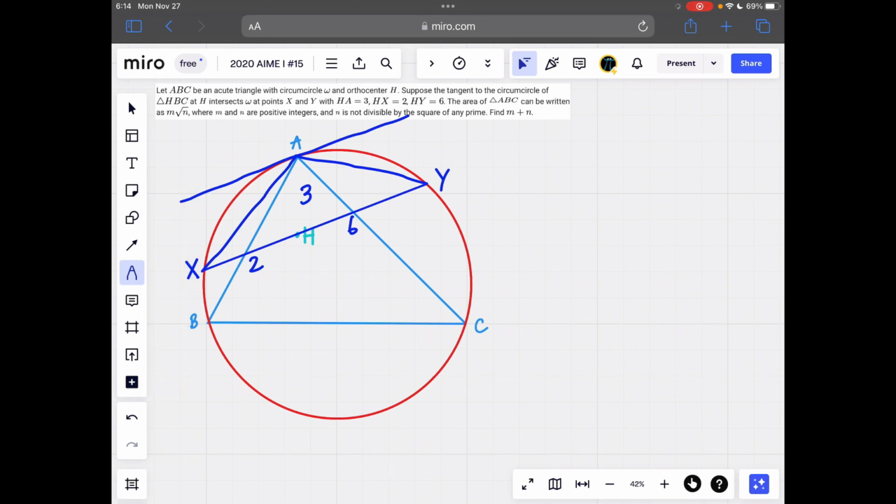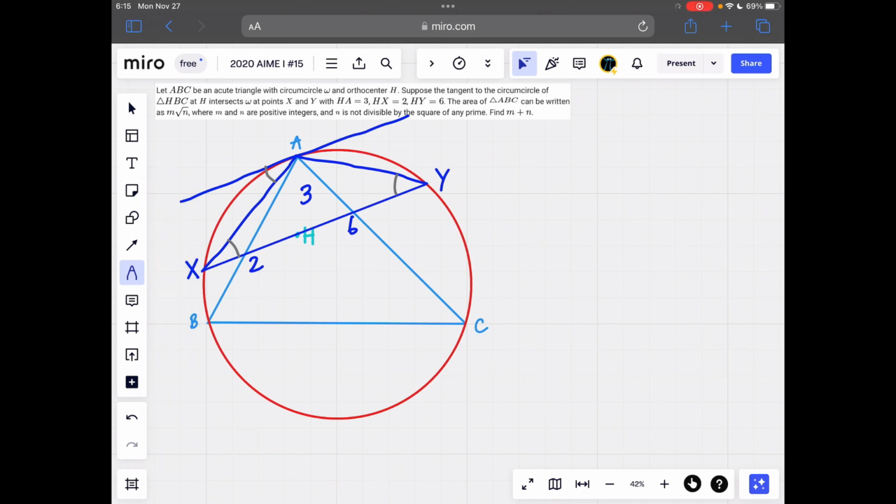Triangle AXY is isosceles because this angle over here, by alternate interior angles, since the two lines are parallel, is going to equal this angle here. It's also a tangent that cuts off arc AX, and arc AX is also subtended by angle AYX. So in the end, those two angles are equal, and triangle AXY is isosceles, with AX equals AY.